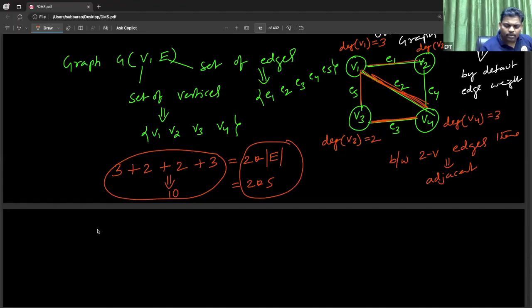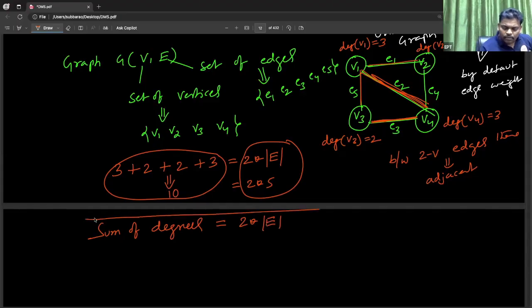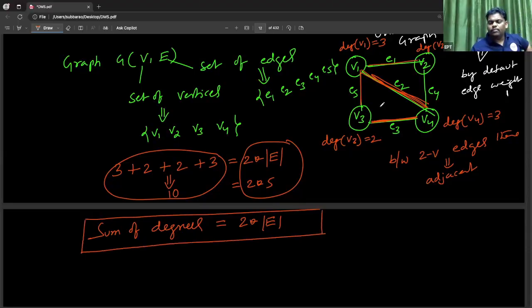This is the formula. Let me write it now. Sum of degrees is equal to 2 into the number of edges. This is called the sum of degrees theorem. If anyone has any doubt, even a small doubt, please let me know. Sum of degrees is equal to 2 into E.